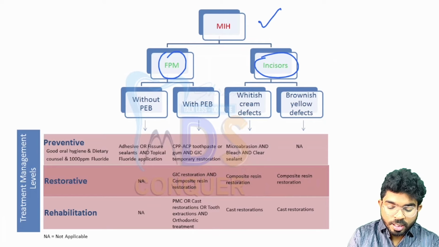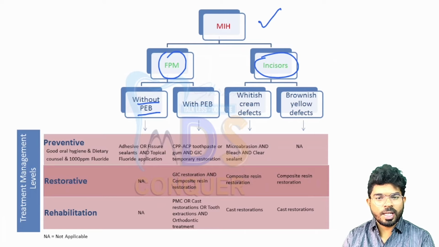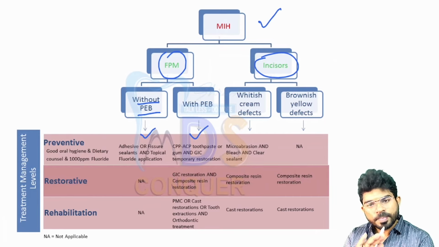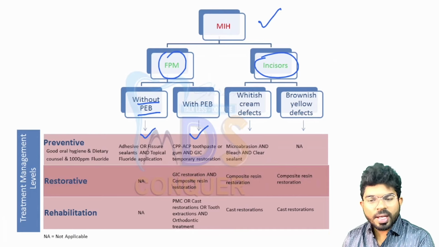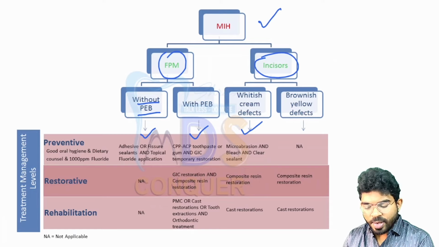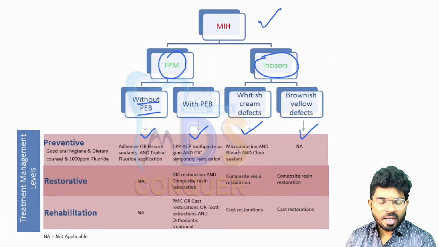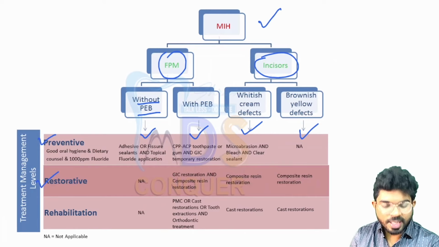Without breakdown, that is post-eruptive breakdown, there is no breakdown of the enamel. So one category is no breakdown of the enamel, and the second category is with breakdown of enamel. Coming to the incisors, we have discussed that one is cheesy or creamy white defects, and the second is yellow-brown defects. There are different treatment plans. One is prevention, second is restoration, and third is rehabilitation.